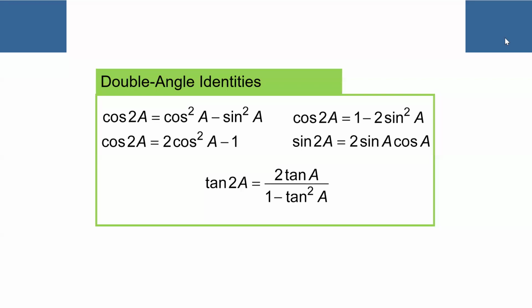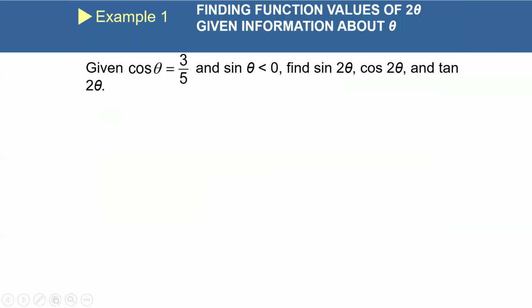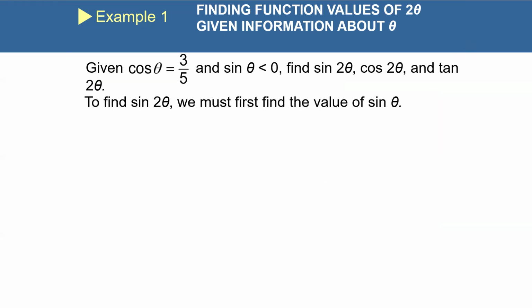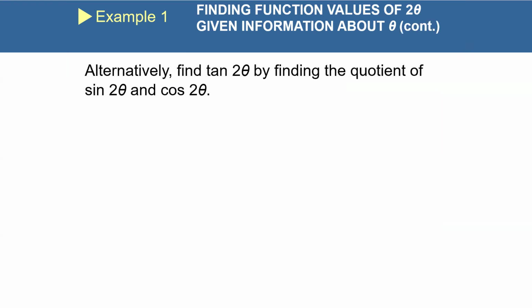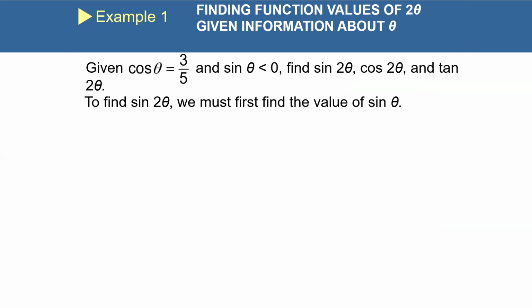All right, so we're gonna go ahead and apply our identities. Up first, it says, given cosine theta equals 3/5 and sine theta is less than 0, meaning that sine theta is negative, find sine 2 theta, cosine 2 theta, and tan 2 theta for the given information. So the first thing we're gonna need to do is find out what our sine value is.